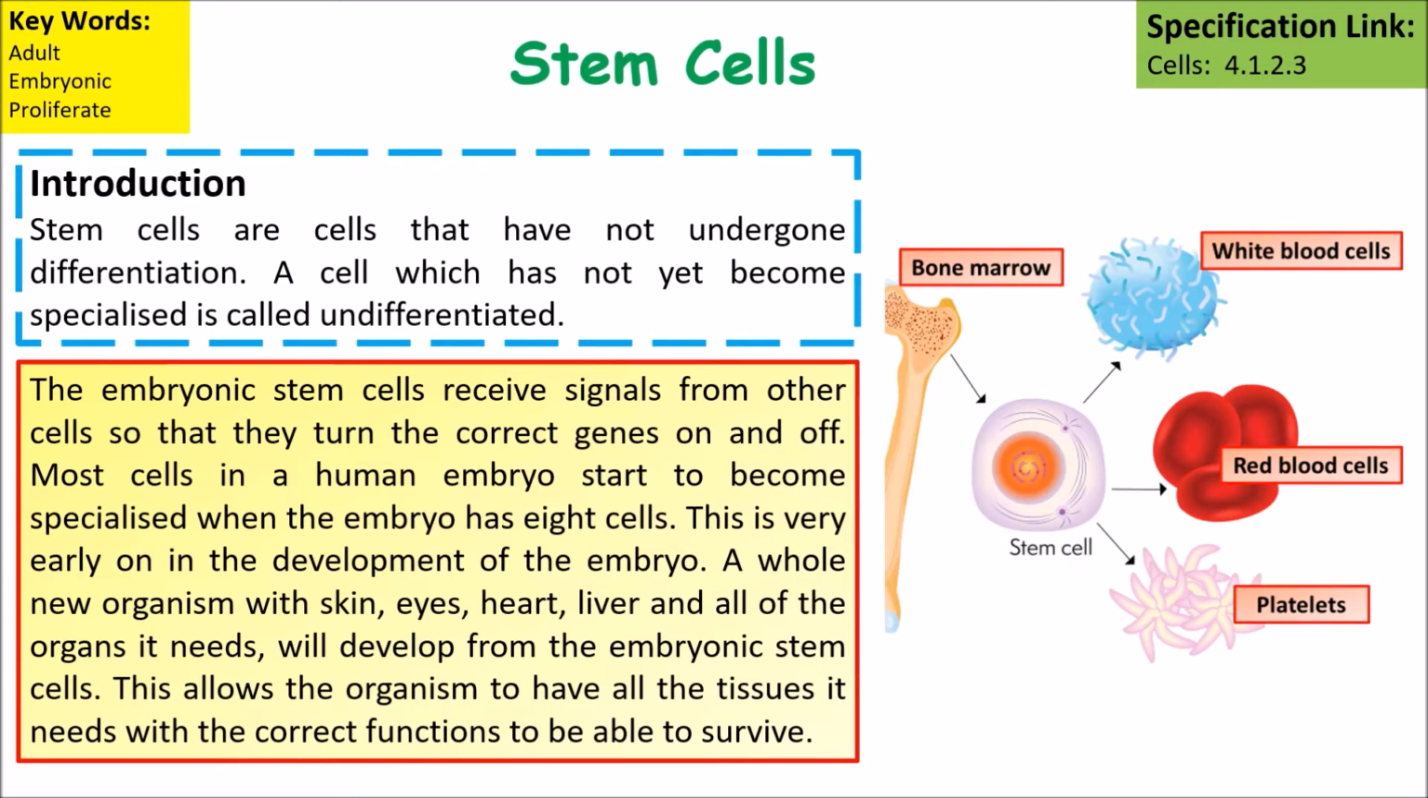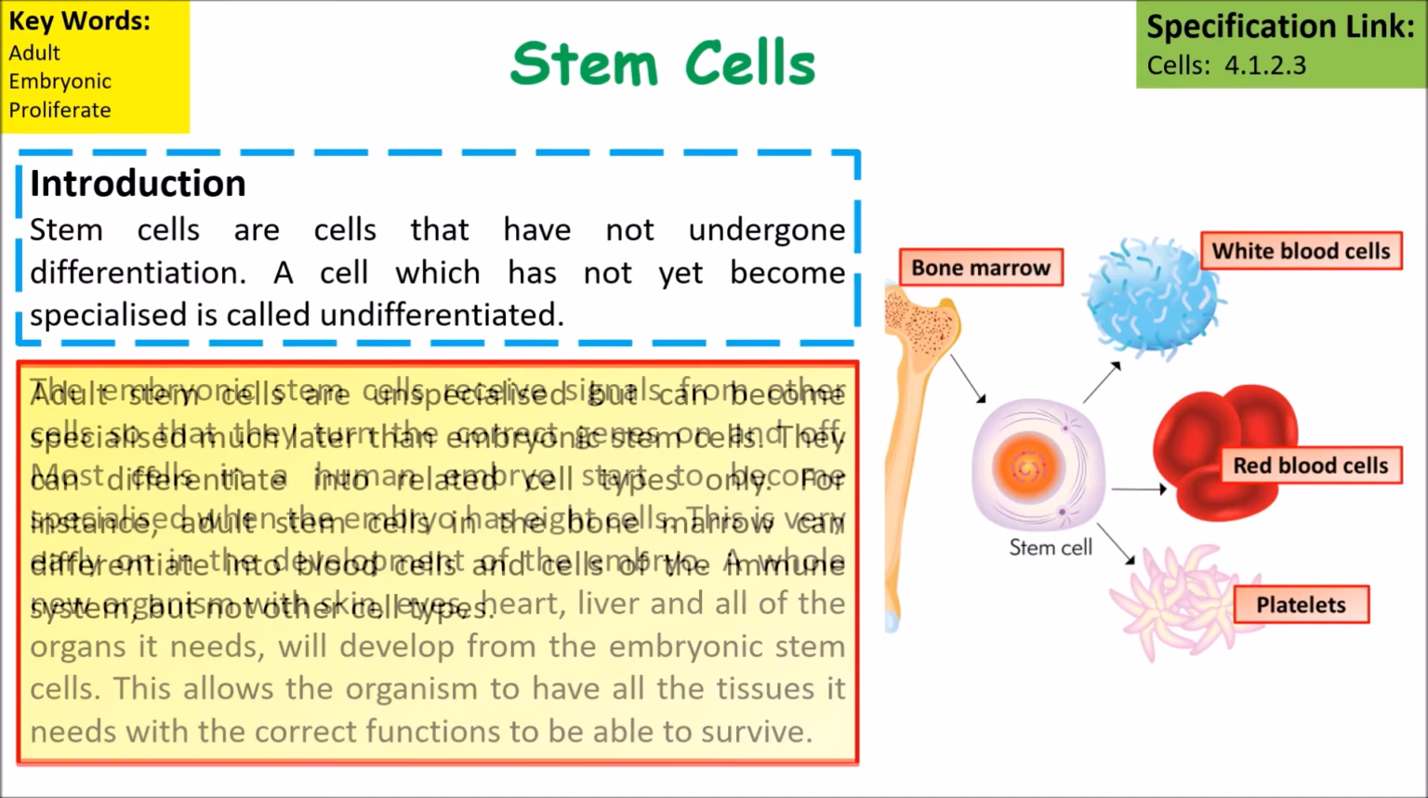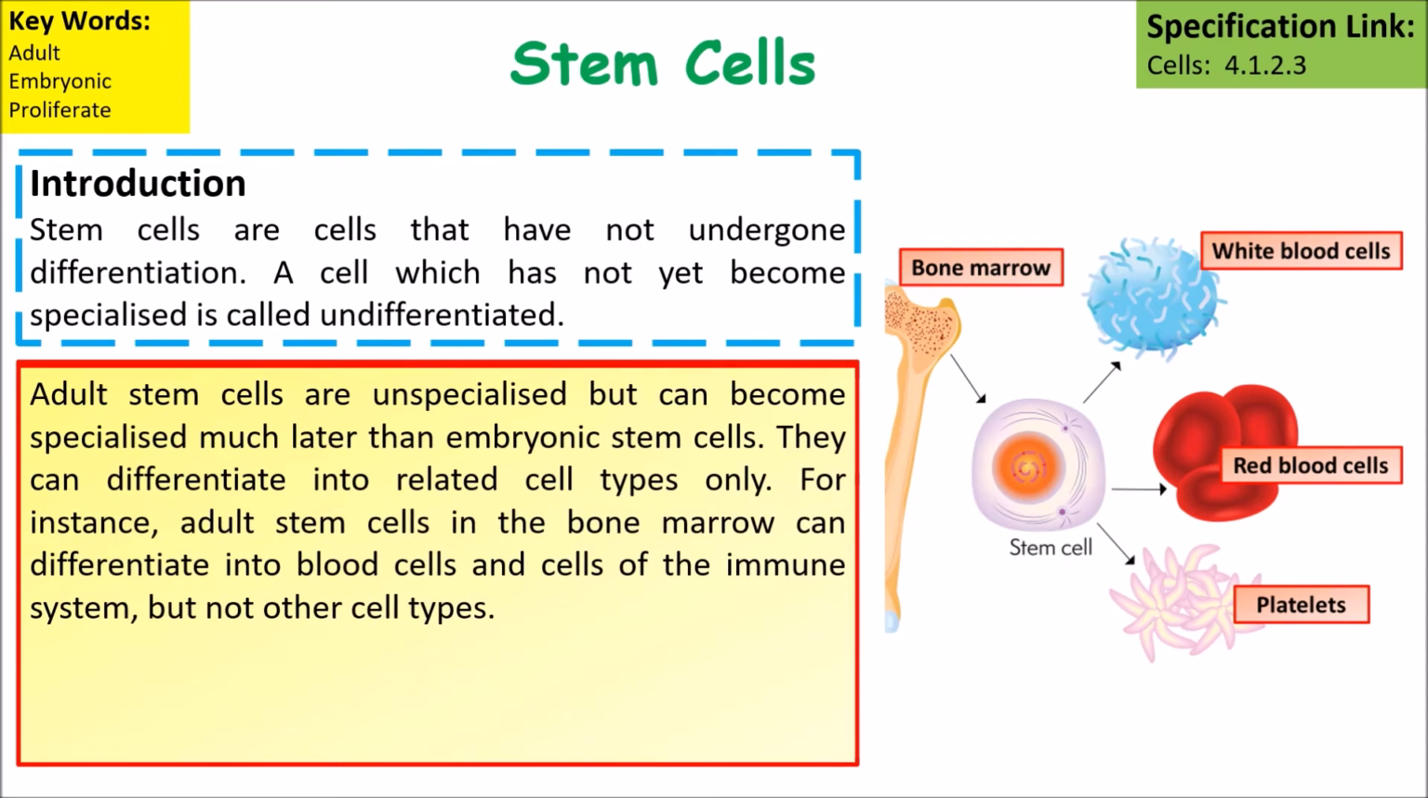So a whole new organism with skin, eyes, heart, liver, etc. will develop from the embryonic stem cells. So this allows the organism to have all of the functions it needs to survive. Adult stem cells are unspecialized but can become specialized much later than embryonic stem cells. They can differentiate into related cell types only. So for instance, adult stem cells in the bone marrow can differentiate into blood cells and cells of the immune system, but not other types of cells.